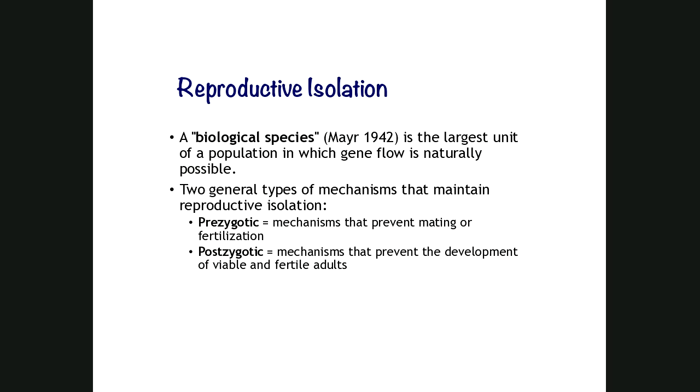So if we're talking about types of mechanisms that maintain reproductive isolation, there's 2 different ways. There's mechanisms that we call pre-zygotic and mechanisms that we call post-zygotic. So these are ways that prevent populations from actually mating with one another.